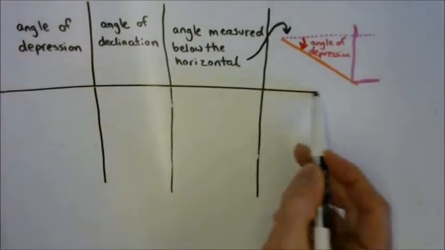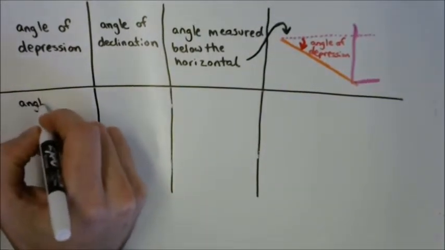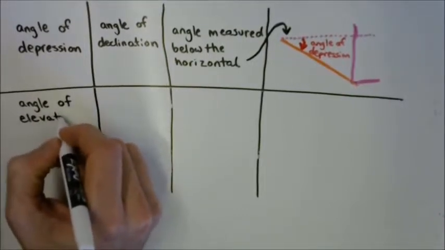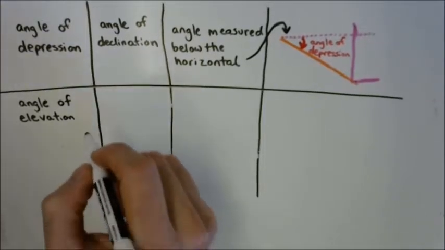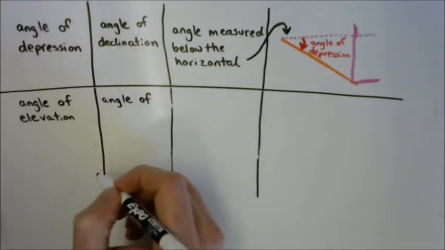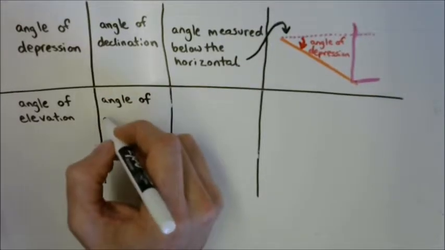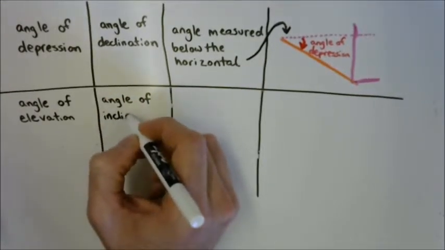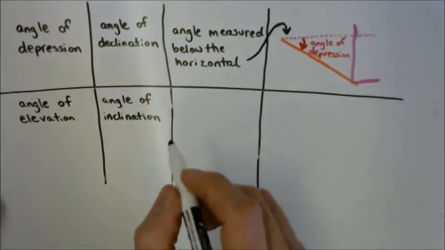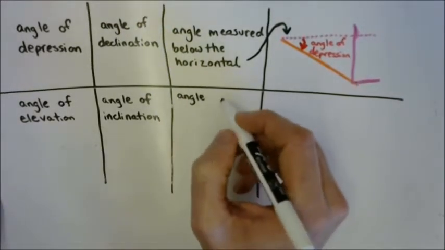Good. The next term that we need, any guesses what it's going to be? It's not the angle of depression, but the angle of elevation. The angle of elevation, also called the angle of, any guesses? Declination, decline, incline, inclination. Good. Ascension, I like that. Angle of inclination. Do you already know the definition? Angle measured above the horizontal.